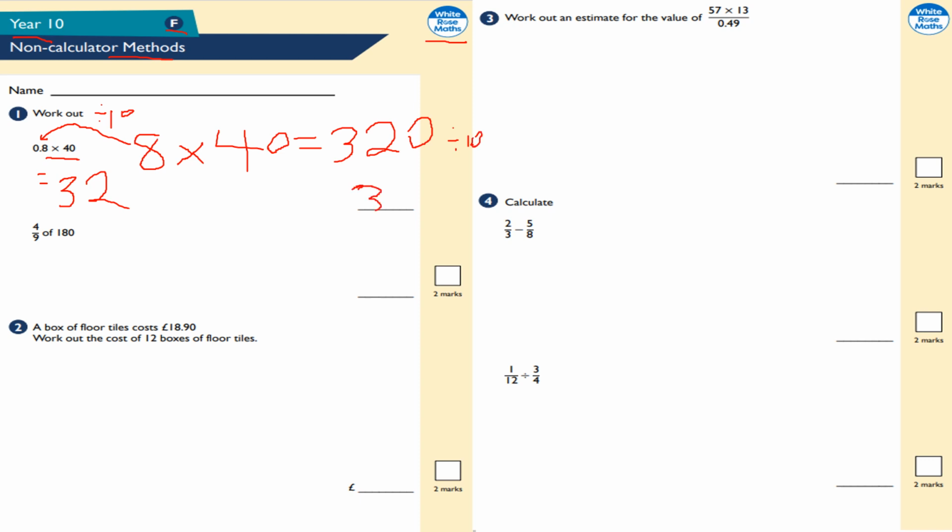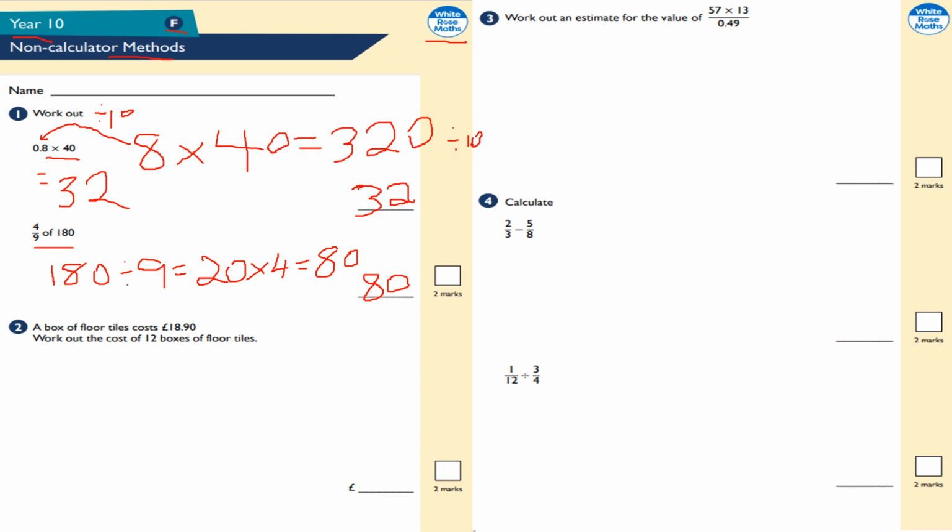So 32. This next one, 4/9 of 180, so a fraction of an amount. We divide by the bottom and then times by the top. 180 divided by 9 is 20. And 20 times 4, 20 lots of 4, is equal to 80. So your final answer is 80. This is what I call a fraction of an amount. We divide by the denominator and then multiply by the numerator.